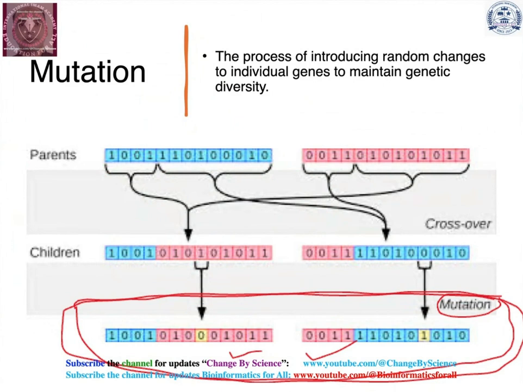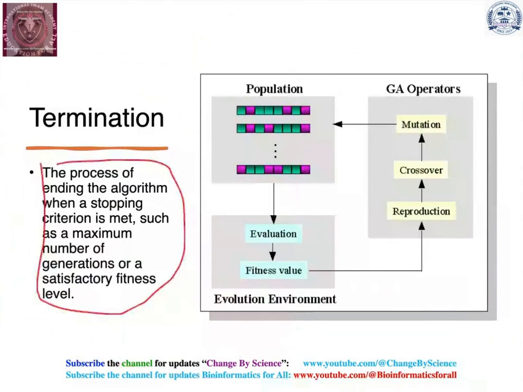So this mutation could have diverse meaning in terms of algorithm. So it is not only covering the SNPs only. It covers many different types of changes which you would like to introduce in the simulation process. So termination process, the process of ending the algorithm when a stopping criteria is met, such as a maximum number of generations or a satisfactory fitness level is reached. So that is the termination process.